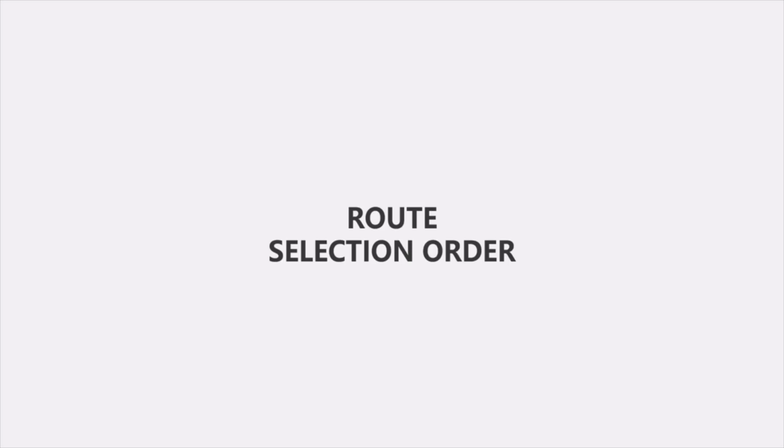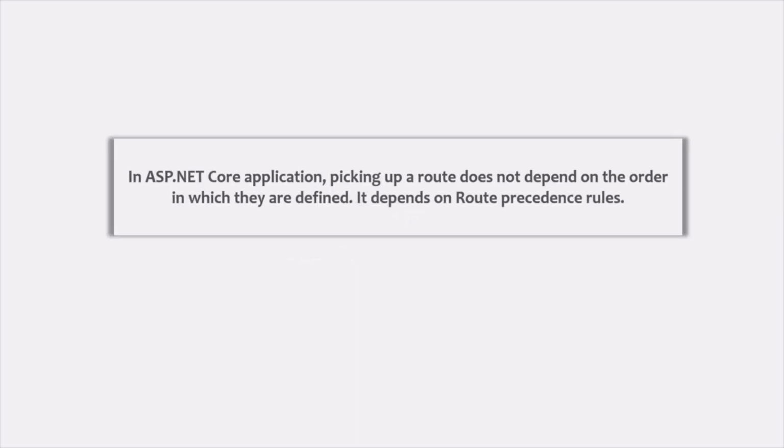Keep in mind that in ASP.NET Core applications, picking up a route does not depend on the order in which they are defined. It depends on certain route precedence rules, and in this lecture, we are going to talk about those rules. Mainly, an ASP.NET Core application follows 4 route precedence rules. Let's try to understand them one by one.